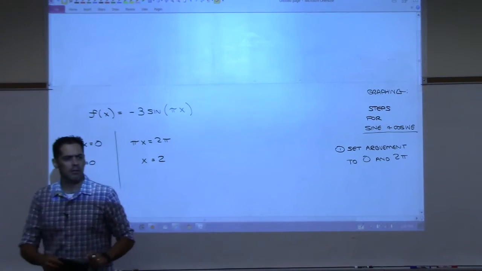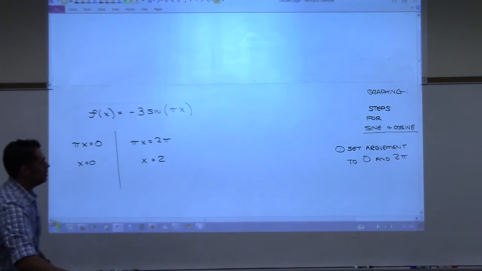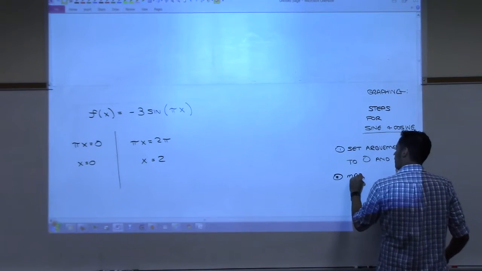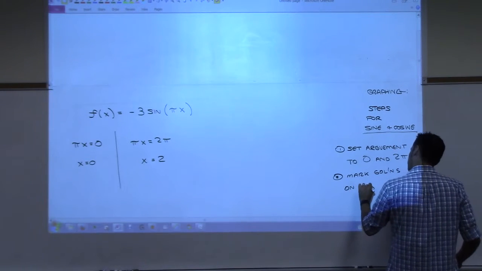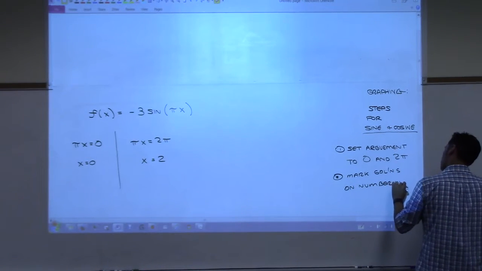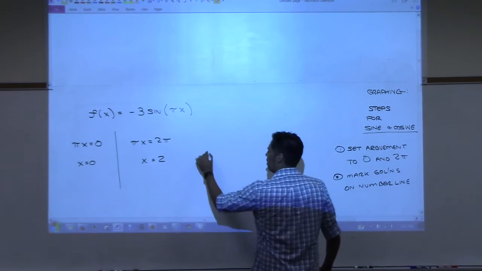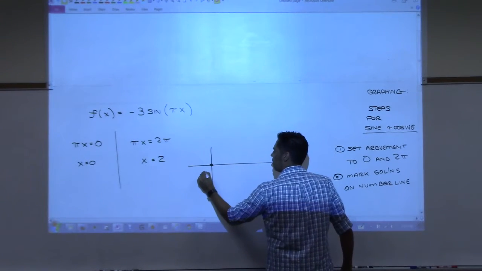Okay, that's kind of weird. That means I'm going to go on a number line and I'm going to start at 0 and stop at 2. It's not going to have pi's in there. Do you see that? No pi's in here. Okay, so I set it to 0. The next thing I do is I mark solutions on a number line. Okay, so I'm going to mark these solutions on a number line. Here we go. 0 and 2.